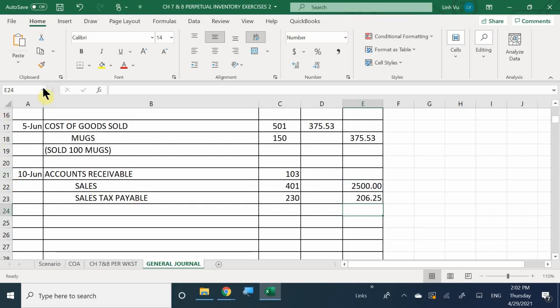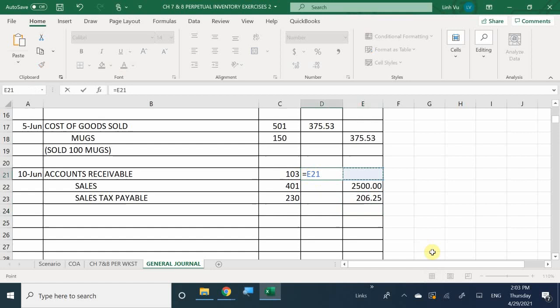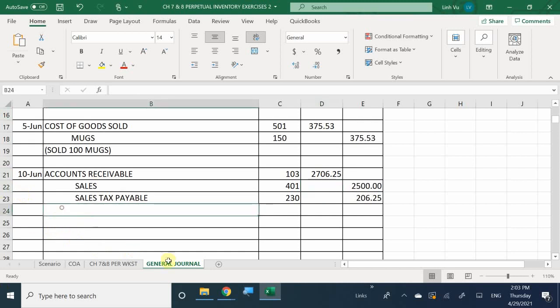Okay, so therefore, in grand total, how much does customer A owe me? $2,706.25. Excellent. Okay. And now this one, you definitely want to have a description for because we sold this 250 mugs to a particular person, right?